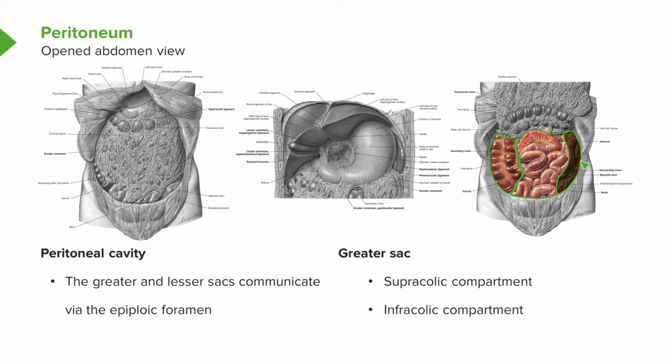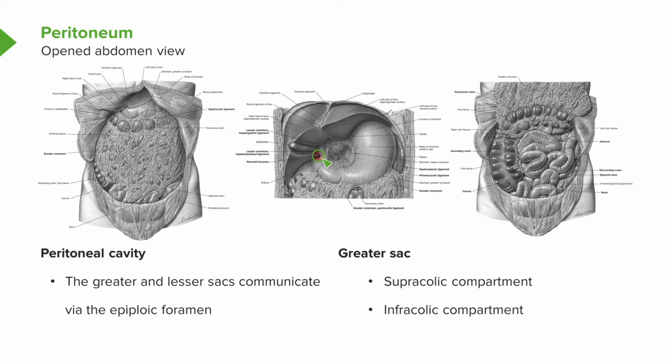If we flop the greater omentum down and we lift up the liver, then we can see this view, which is the stomach connected to the liver. And here we can see the lesser omentum, this membrane here. Now, if we go to what's called the free edge of this membrane, we can see we've got a little aperture here. This is a hole. And this is the omental foramen or the epiploic foramen.